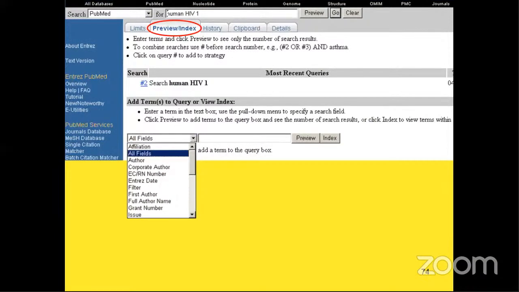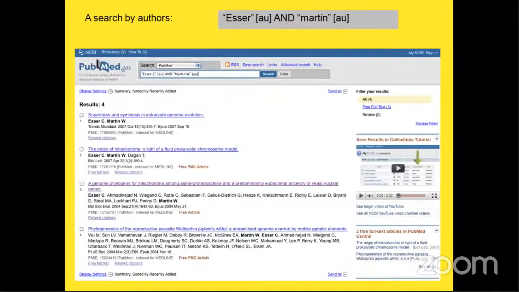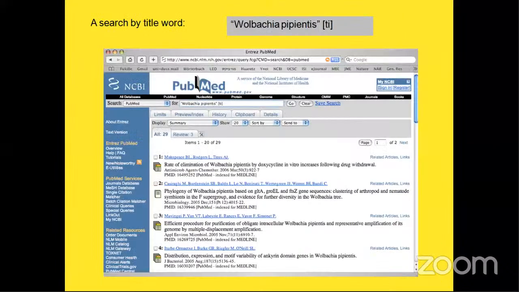In a similar way, you can search it. And if you would like to work in the field of bioinformatics, you should be familiar with all these synonyms, all these abbreviations. Like all fields are sometimes written as all, journal title is written as TA, pagination, PG, and so on. So you should be familiar with all these terms. This is a generic one, and this is a bookshelf.